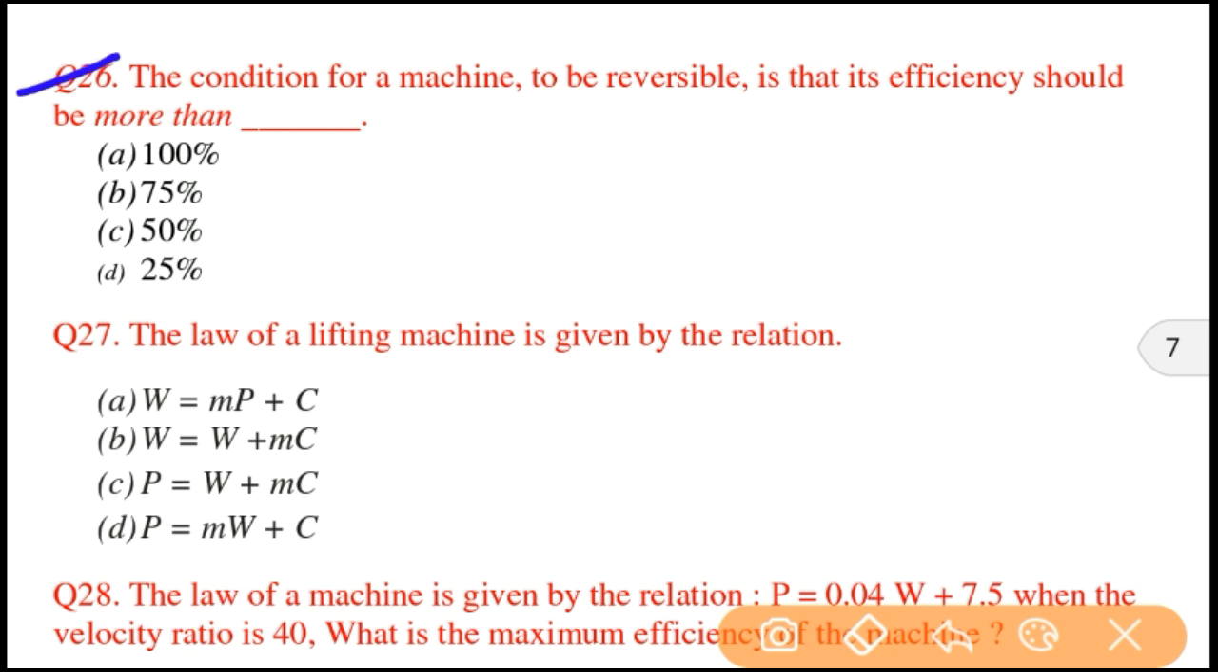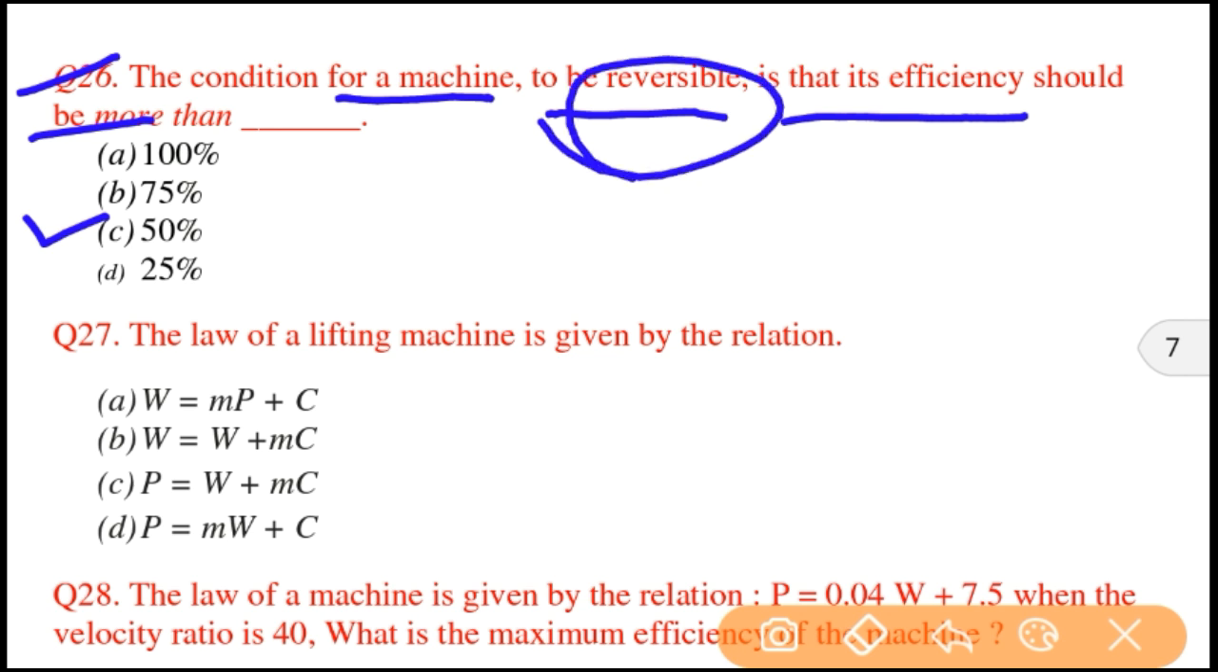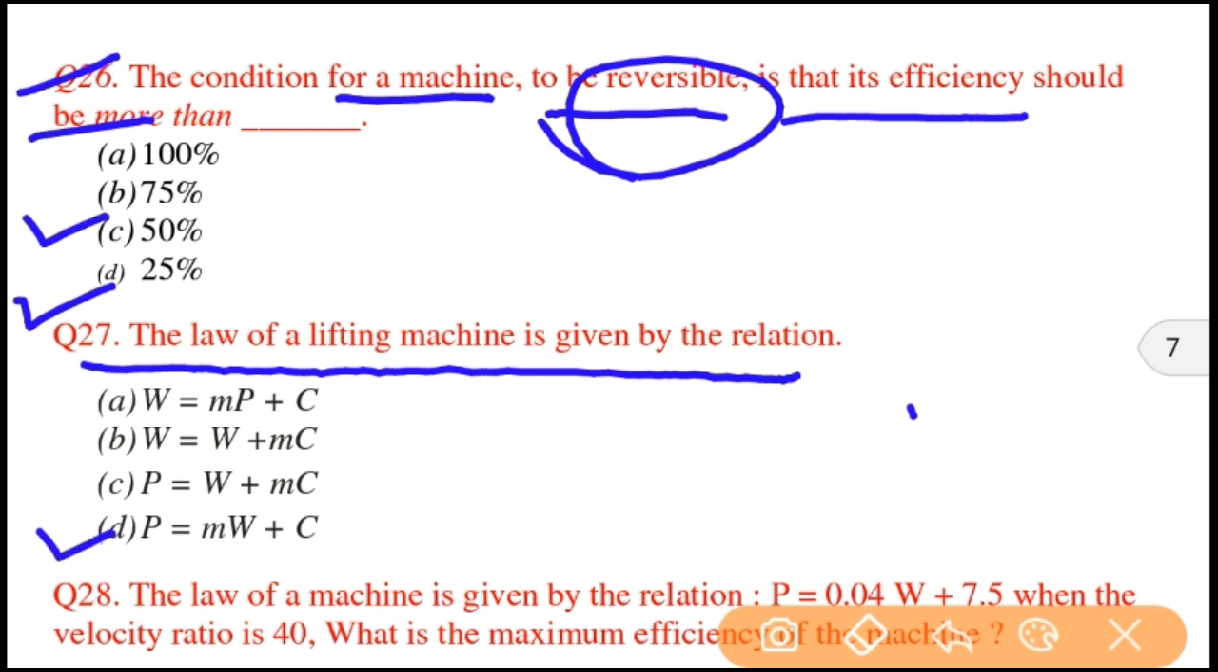In the next question, the condition for a machine to be reversible is that its efficiency should be more than 50%. Option C will be the correct answer. If its efficiency is less than 50%, that machine will be irreversible, which is the opposite of reversible. In the next question, the law of a lifting machine is given by the relation. Option D is the correct answer, that is P equals mW plus C.